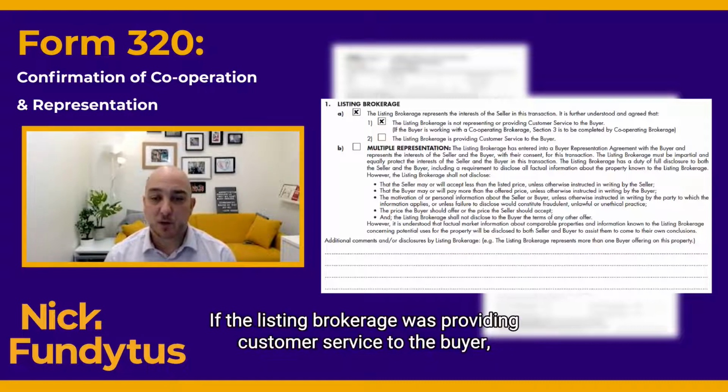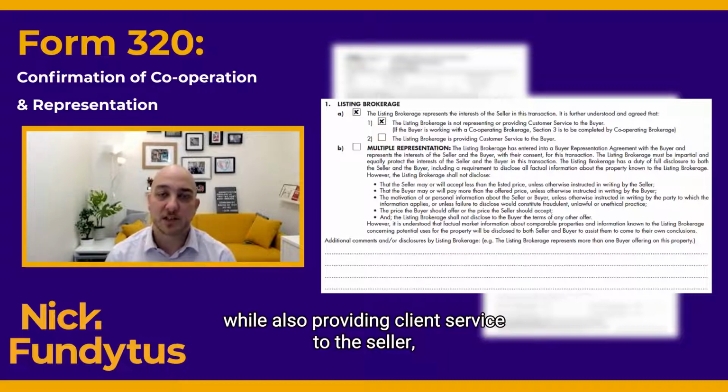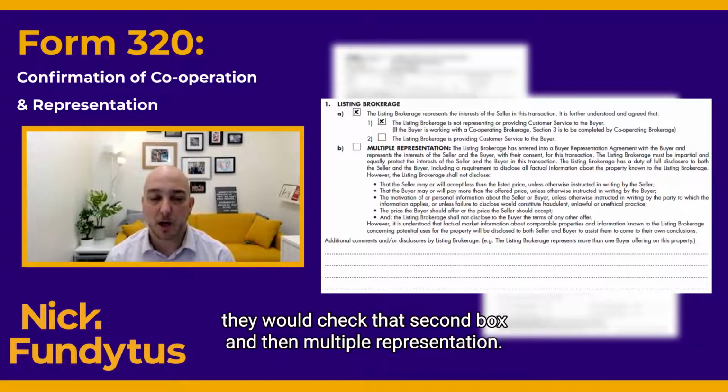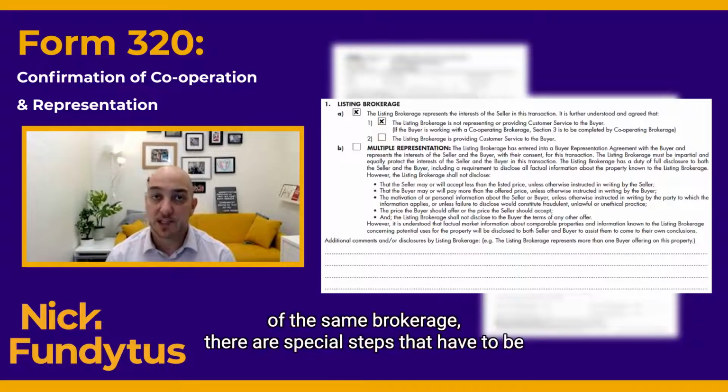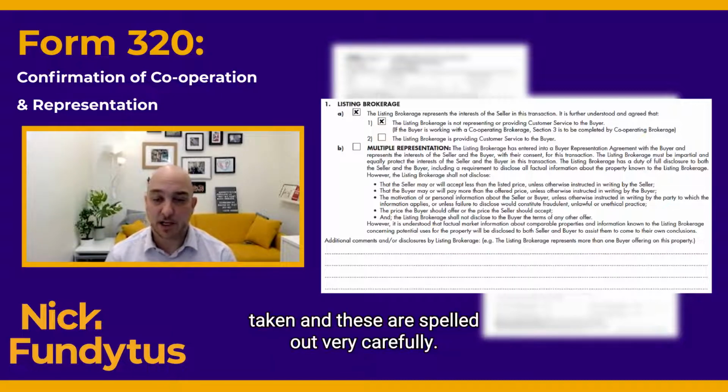If the listing brokerage was providing customer service to the buyer while also providing client service to the seller, they would check that second box. And then multiple representation. This is what gets checked off if buyer and seller are both clients of the same brokerage. There are special steps that have to be taken, and these are spelled out very carefully.